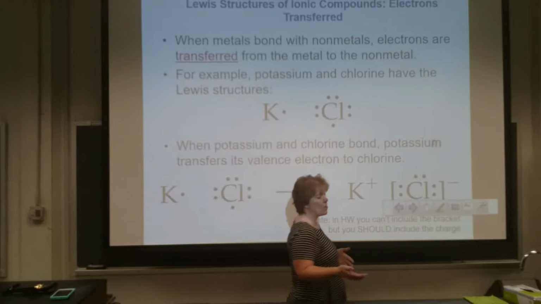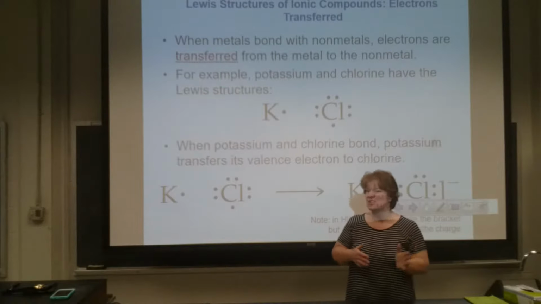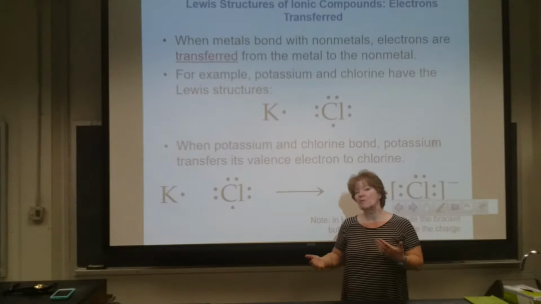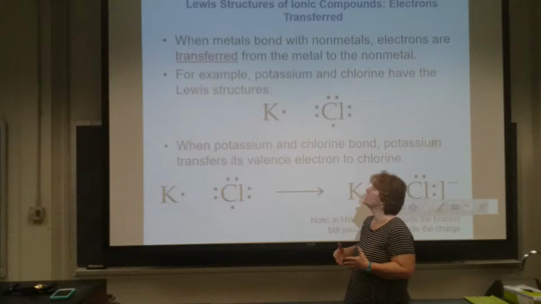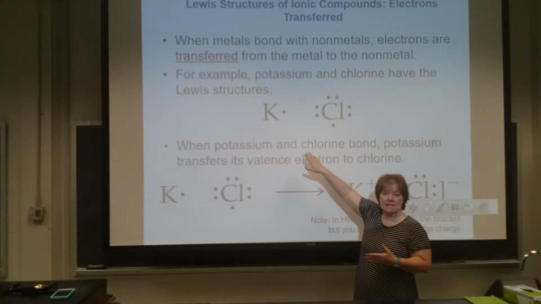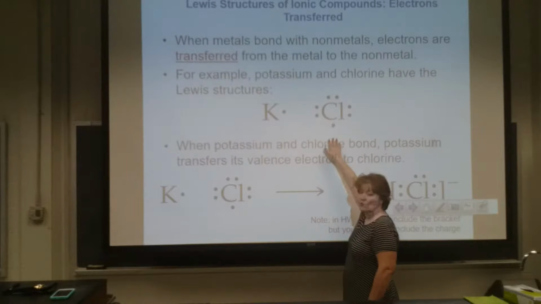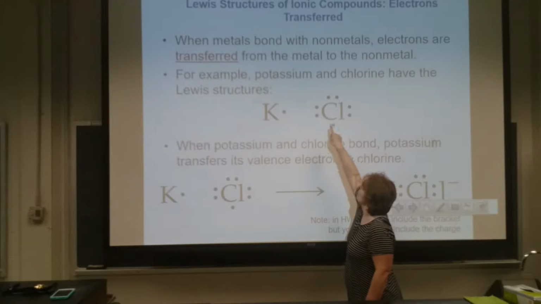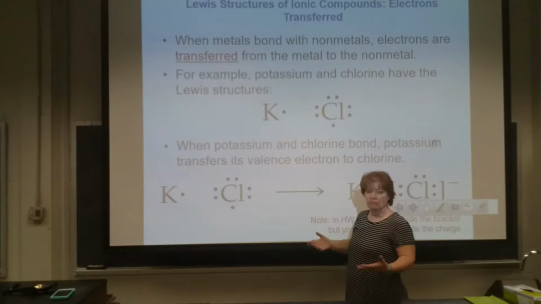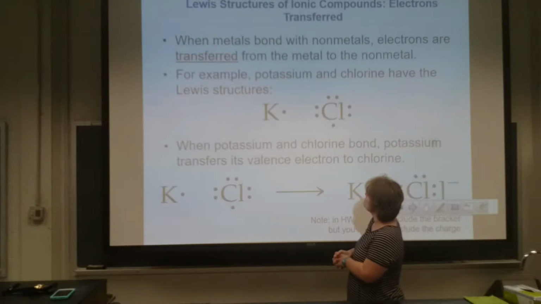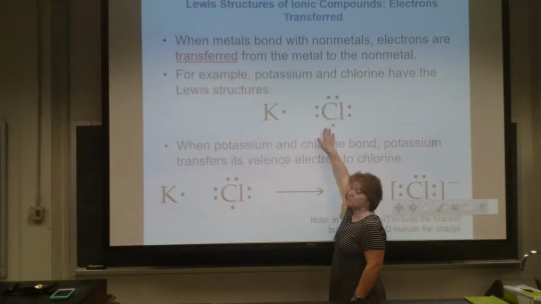Now, we've already gone through ionic compounds a little bit in chapter 5, but now we're looking at the nature of the bonding. So if I look at potassium, it's in group 1, so it has 1 valence electron, 1 dot. Chlorine is in group 17, it has 7 valence electrons, 1, 2, 3, 4, 5, 6, 7. I would get this valence structure, and I can see chlorine needs 1 more.